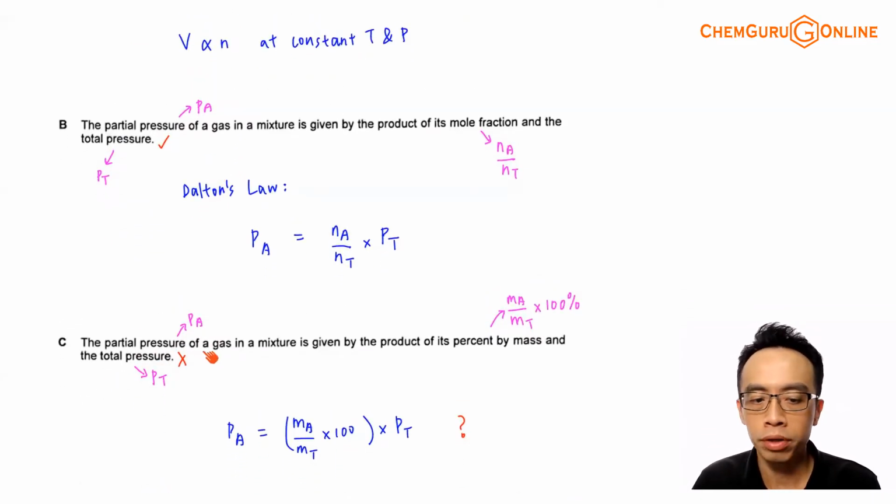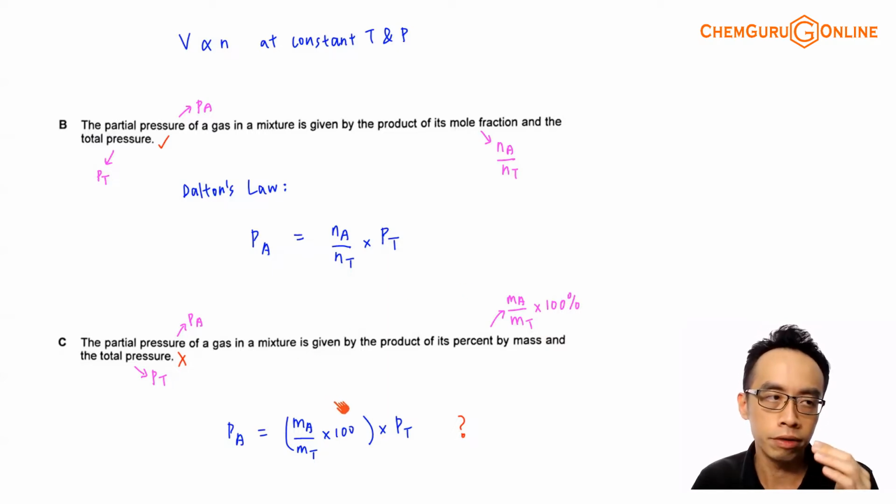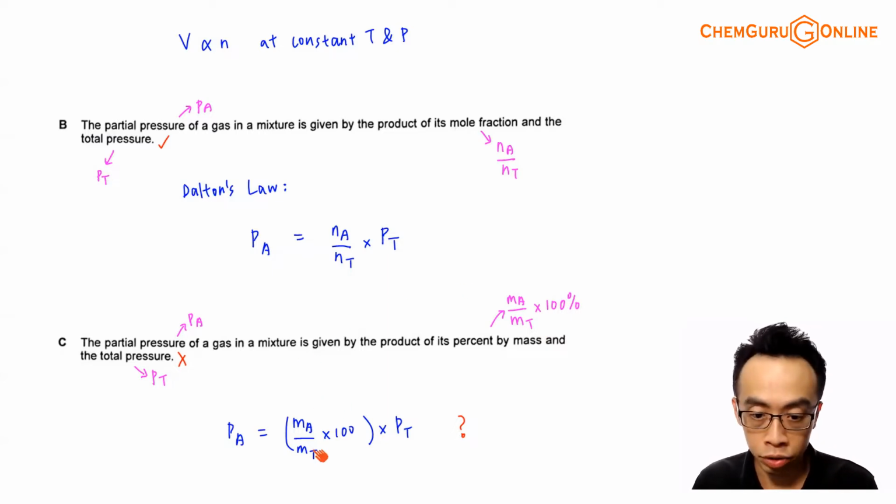Next, let us look at option C. Now option C, partial pressure of a gas in a mixture is given by the product of its percent by mass and total pressure. Now you notice this formula involving the partial pressure is given by the product of its percent by mass. That means the mass of your gas divided by the total mass of the species, converted to percentage and multiplied by the total pressure. You notice there's no such formula that we learned involving gaseous state. So therefore option C is totally wrong. Actually, C is just a variation of B. Of course, this is the wrong variation.